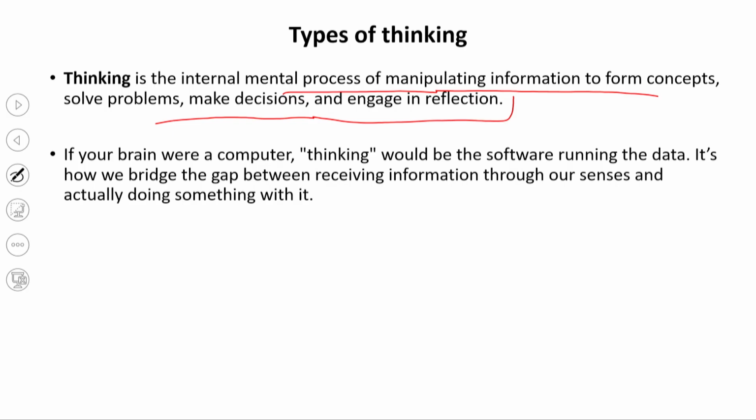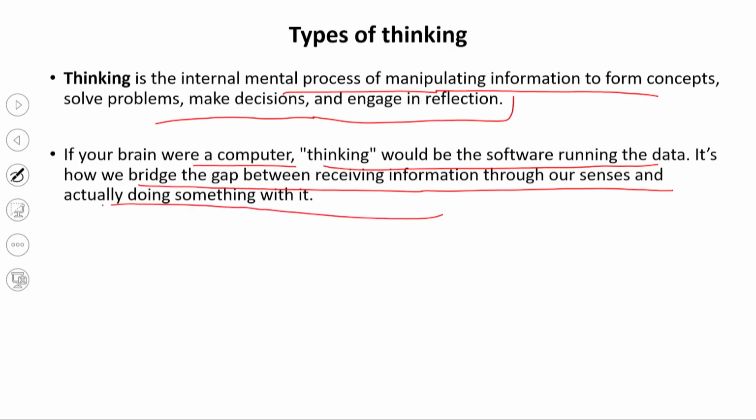So the example comes when you talk about thinking. If your brain were a computer, thinking would be the software running the data. It's how we bridge the gap between receiving information through our senses and actually doing something with it. So when we receive information using sense organs, they are like data points. We receive a lot of information from the real world.